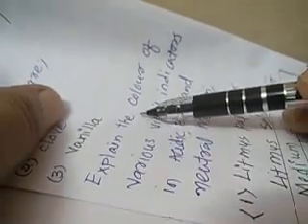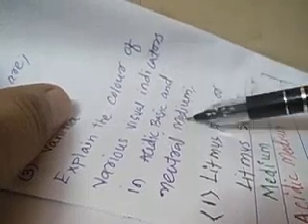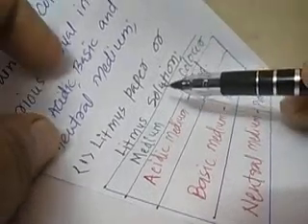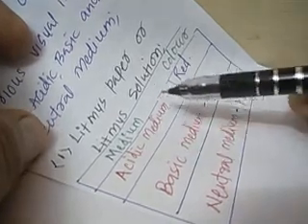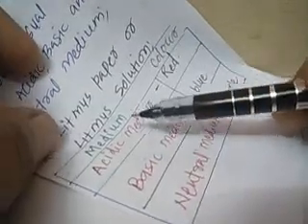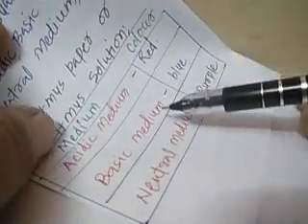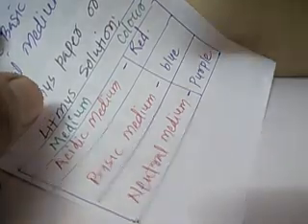Next question. Explain the color of various visual indicators in acid, base, and neutral medium. This is going to be very interesting, my dear students. Now we are going to study the various colors shown by the various indicators in the acidic medium, basic medium, and neutral medium. So first we'll look at the litmus paper or litmus solution. In acidic medium, it shows the red color. In basic medium, it shows the blue color. Whereas in neutral medium, litmus paper or litmus solution shows the purple color.